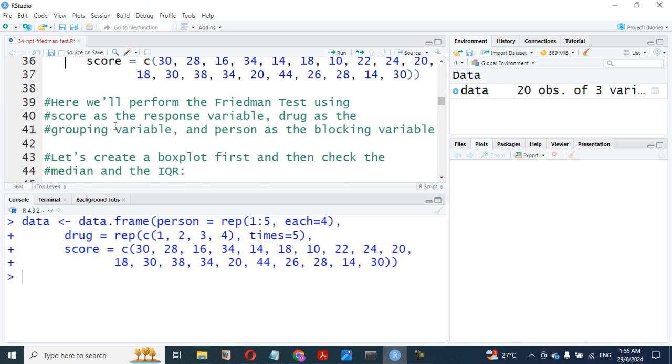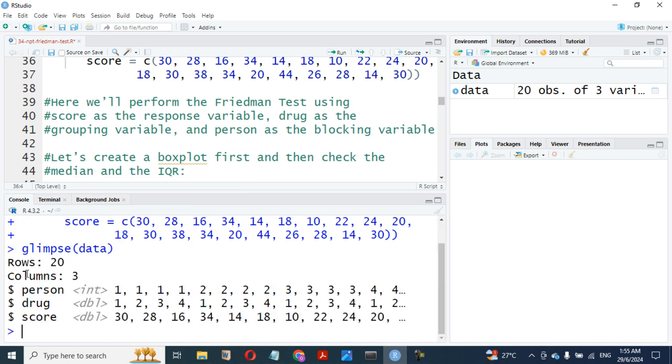Let's glimpse it and see how our data looks. We have person, drug, and score: 20 rows, 3 columns. We are assuming that this data does not meet any assumptions for parametric tests. Even the number of observations is 20, so it's against all odds. But nevertheless, we are going to do our non-parametric test.